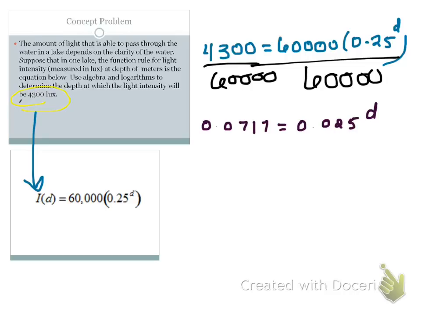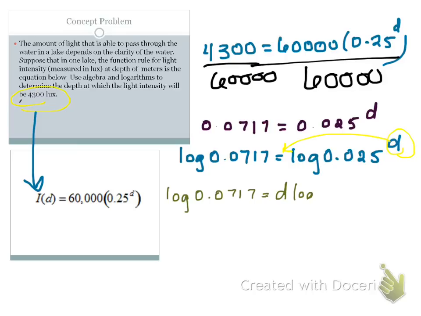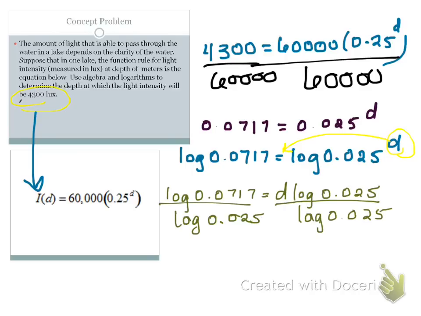Now, if you look, I put 0.025 to the D. It should be 0.25. But we're going to keep on going with 0.025. Sorry, I can't go back and change it now. So you log both sides. We then apply the power property and move that d in front. Then we can divide by log of 0.025, and we get d equals 0.71.